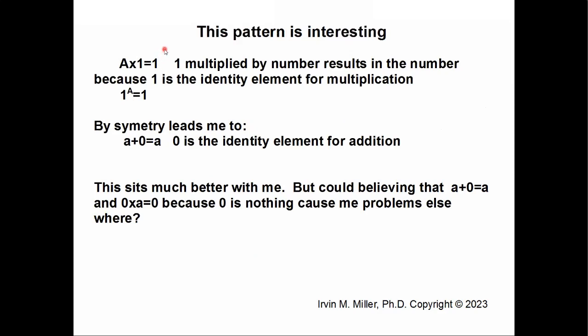Now, let's look at an interesting pattern. A times 1 is equal to 1. Very similar to the pattern that A times 0 is equal to 0. But in this case, we choose to note that when 1 multiplied by a number results in the number, it's because 1 is the identity element for multiplication. And it turns out, parallel with the 0, 1 to the 8th power is 1, as 0 times A is 0. However, to give some consistency, it might be better to interpret 0 being added to A not as 0 being nothing, but 0 is the identity element for addition.